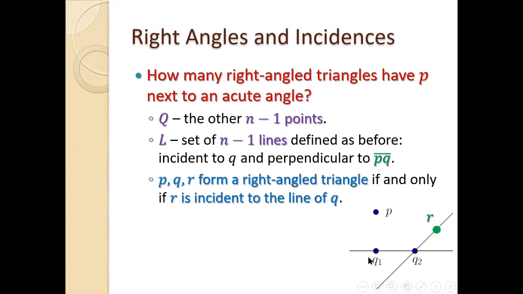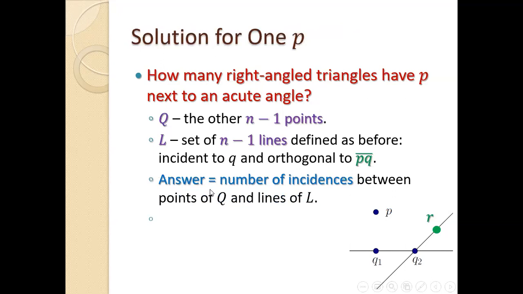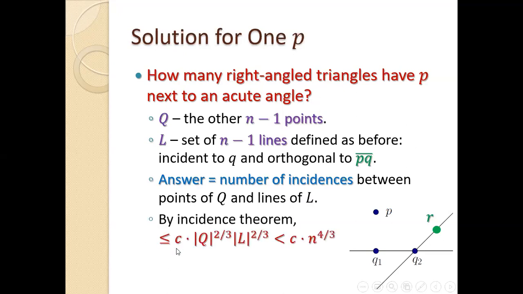That's all. That means that the number of right angle triangles, the answer to our problem, is the number of incidences between our points and lines. Every incidence corresponds to a right angle triangle and vice versa. So instead of counting right angle triangles, we're counting incidences. Why did this help us? We know how to count incidences. Remember, we had a theorem before by Szemerédi and Trotter. That theorem tells us the number of incidences is at most some small constant times the number of points to the 2/3 times the number of lines to the 2/3, which in our case is less than n to the 4/3.